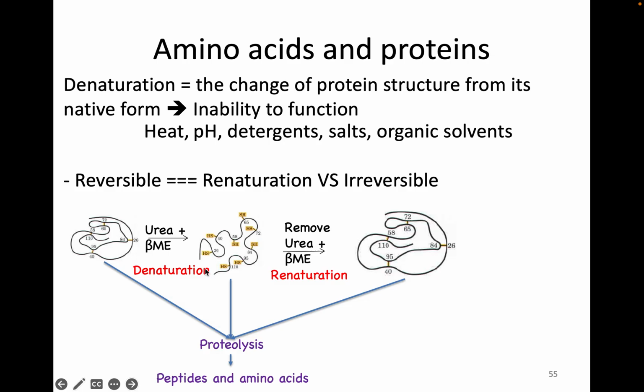Denaturation normally does not result in the destruction of primary structure. In other words, the peptide bonds are preserved in denaturation. However, when a protein undergoes proteolysis, it refers to the destruction of peptide bonds at the primary structure, and the result of proteolysis yields peptides or amino acids.